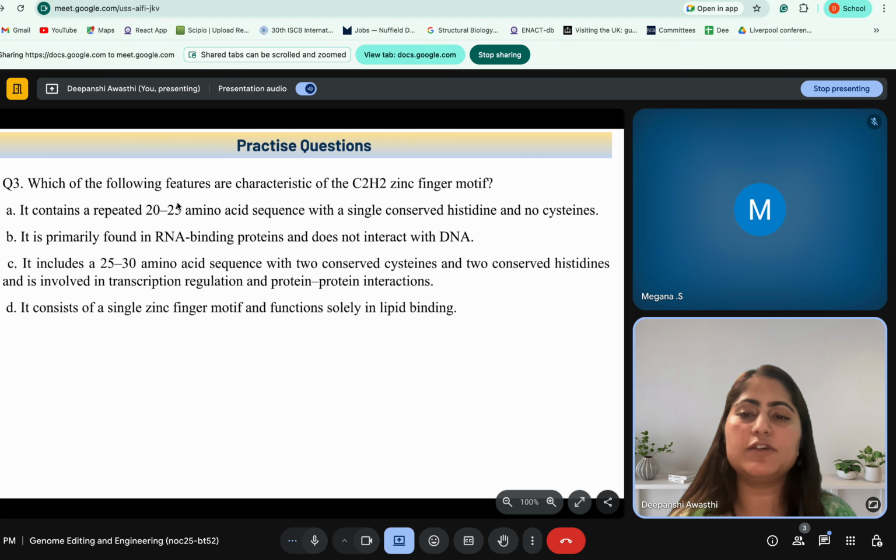Now, next question is which of the following features are characteristics of the C2H2 zinc finger motif? Option A, it contains a repeated 20 to 25 amino acid sequence with a single conserved histidine and no cysteines. Option B, it is primarily found in RNA binding proteins and does not interact with DNA. Option C, it includes a 25 to 30 amino acid sequence with two conserved cysteines and two conserved histidines and is involved in transcription regulation and protein-protein interactions. Option D, it consists of a single zinc finger motif and functions solely in lipid binding.